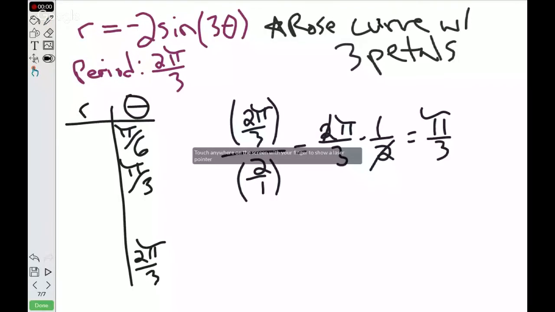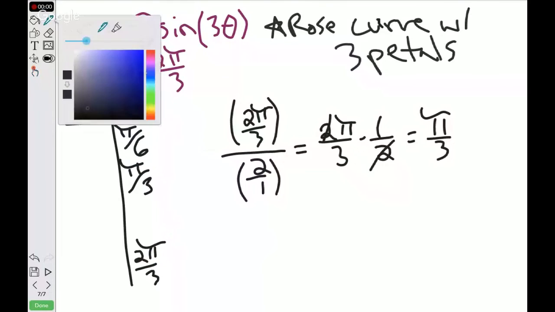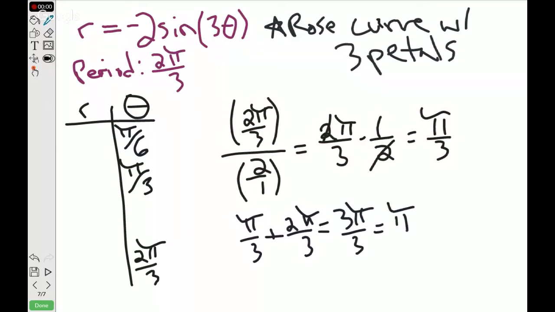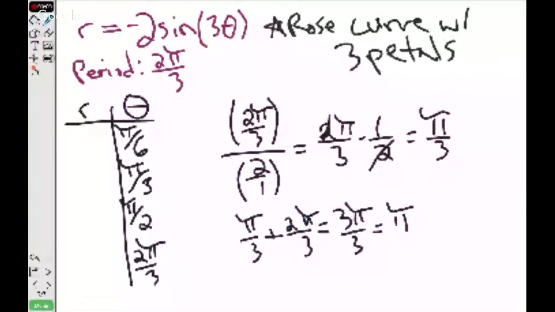And then to find halfway between these 2 points, you would add these two. You get 3 pi over 3, which simplifies to pi. And now I cut that in half, which is pi over 2. Okay, so that gives you your setup there, so that would give you your angles, and now you can go back and find your R values.